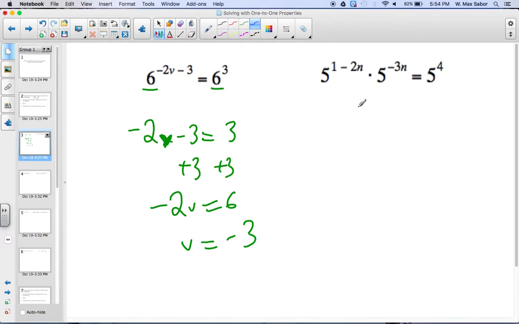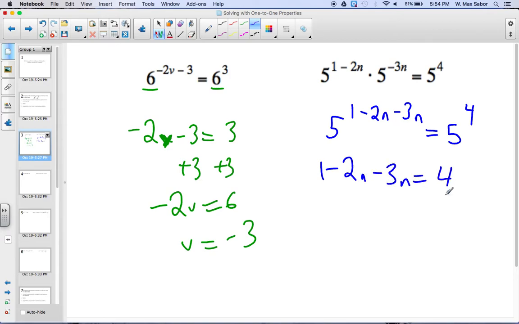Over here, we cannot just cancel them out. We need to first combine them using our exponent rules. So this is 5 to the 1 minus 2n minus 3n equals 5 to the 4th. Now, so that we have the same base on both sides, we can write 1 minus 2n minus 3n equals 4 by the one-to-one property. So 1 minus 5n equals 4, negative 5n equals 3, and n equals negative 3/5.